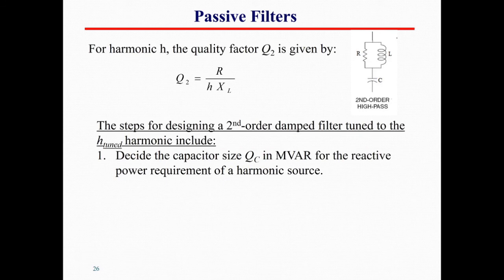Okay. So in general, if we like to find the quality factor for any harmonic for the second order high pass filter, then the quality factor will be given as R divided by XL, of course, times the harmonic order. So this is the way we can calculate the quality factor for the second order passive filter.